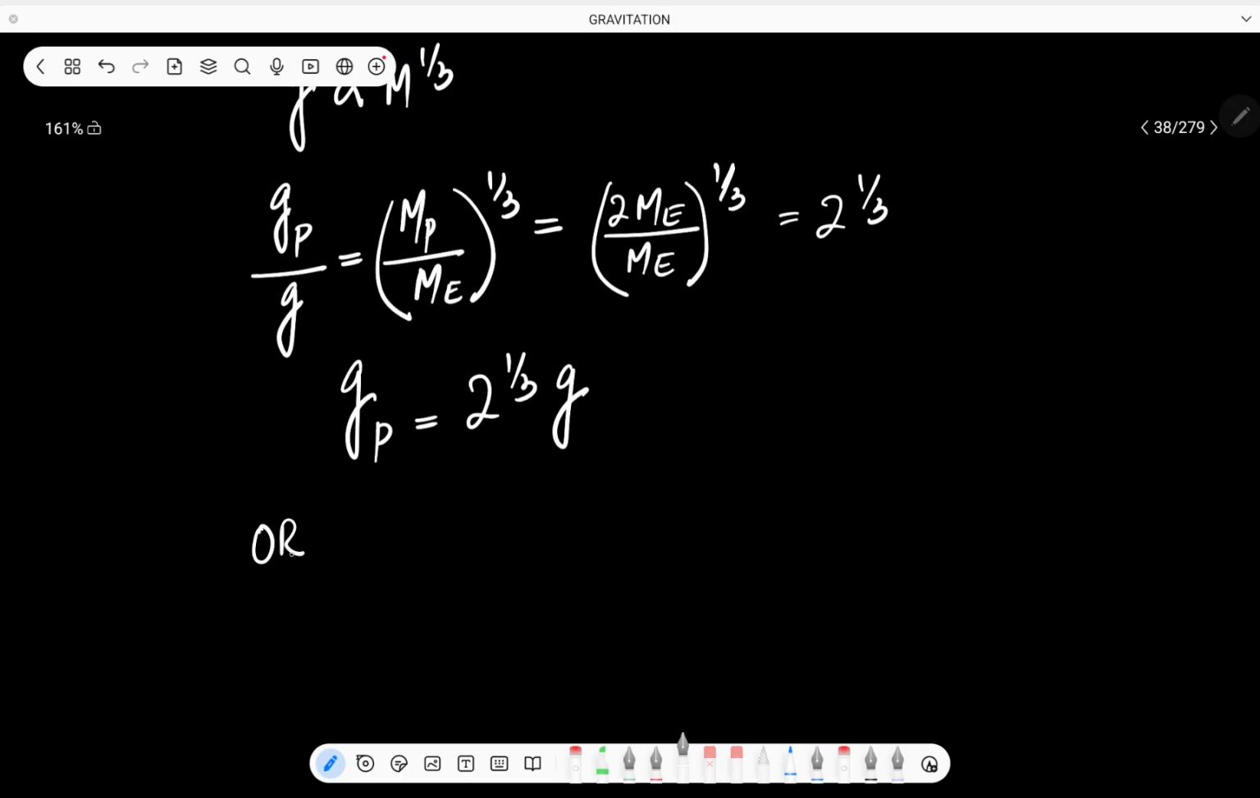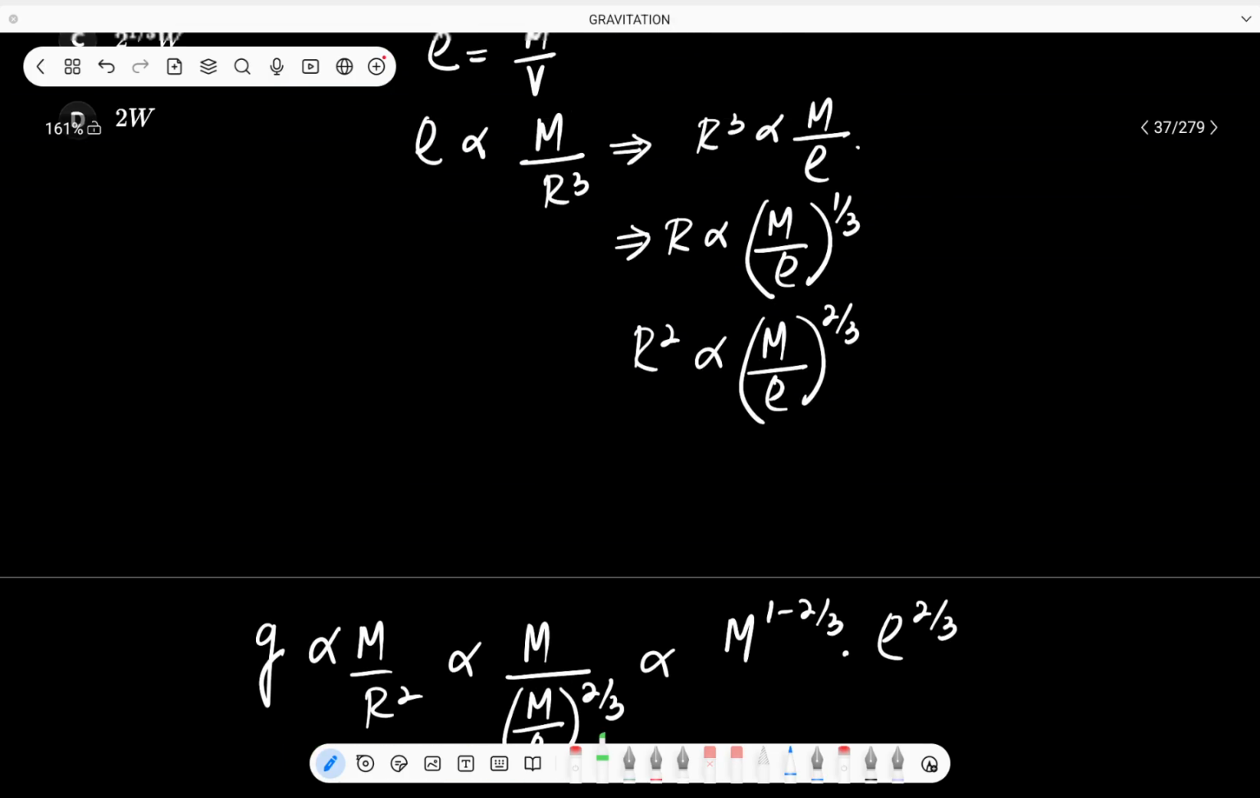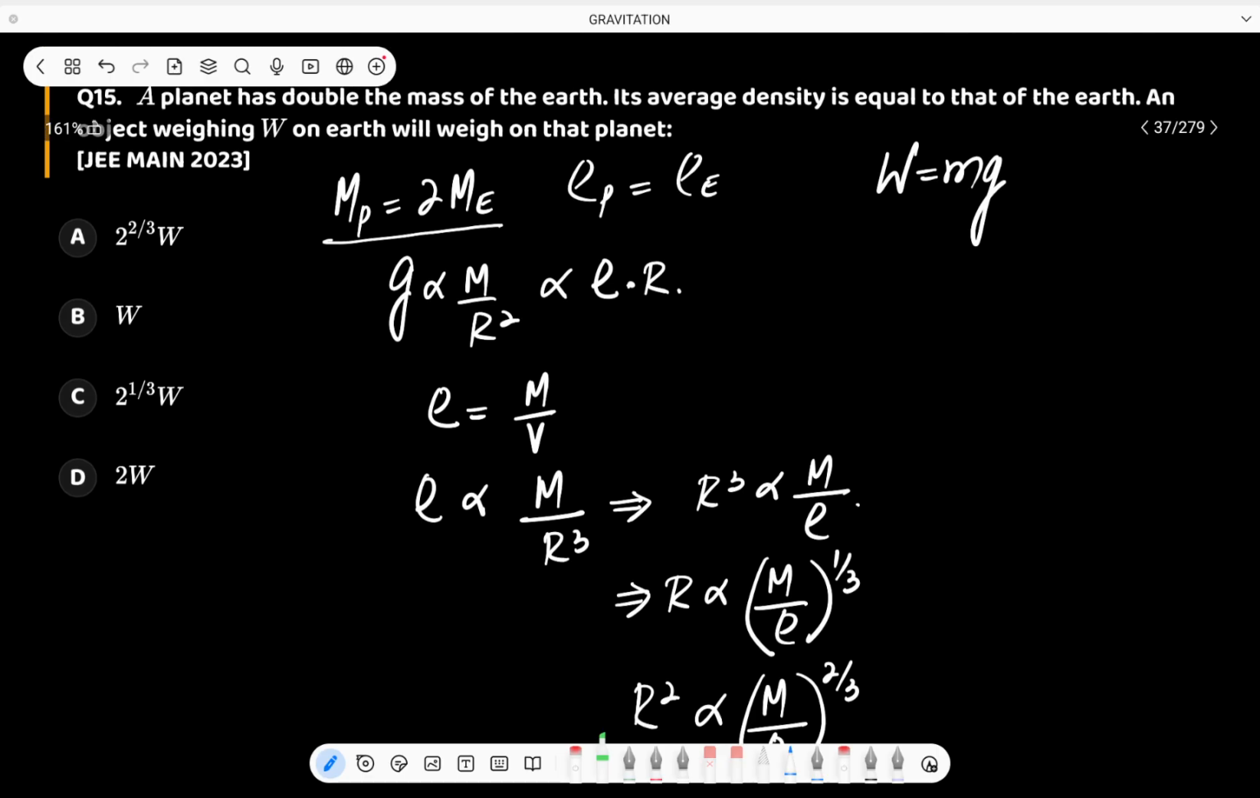Or it means that the weight of the body on the planet will be equal to 2 raised to the power 1 by 3 into w, because whatever happens to the acceleration due to gravity will happen to the weight, simply because weight of an object is equal to mass of the object into acceleration due to gravity. The mass will not change, but acceleration due to gravity will change and hence the weight will change. Okay, so the answer to this question, it was a bit lengthy, is 2 raised to the power 1 by 3 into w.